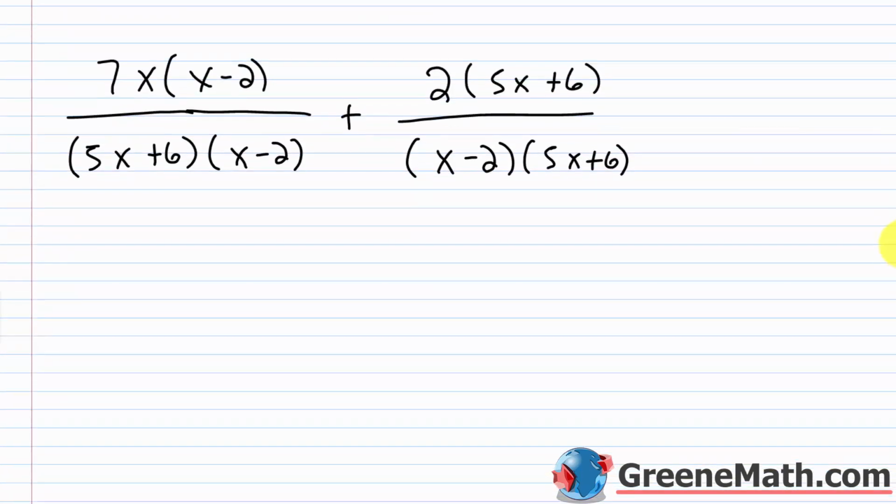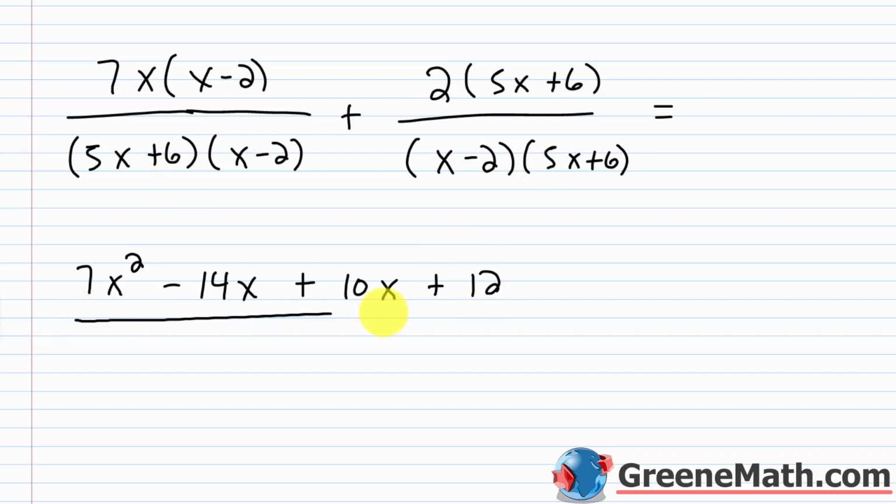Let's scroll down. So I'm going to use my distributive property to remove the parentheses in the numerator. So 7x times x is 7x squared. Then 7x times negative 2 is minus 14x. Then plus 2 times 5x is 10x. Then 2 times 6 is 12. So plus 12. Now we have a common denominator here, so don't even worry about it. We're just going to write it over the common denominator. So we're just going to write this over 5x plus 6 and then multiplied by x minus 2. Don't even think about the denominator until the end. We're just going to work with the numerator.